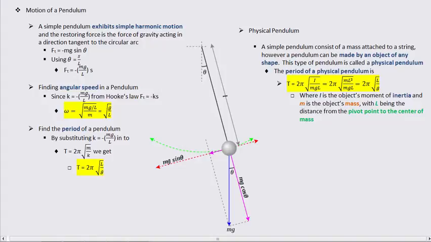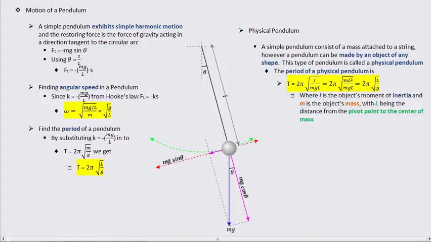And if we substitute it into our equation for our tangent force, we would get negative mg divided by our length multiplied by our arc length. Knowing this, we can find our angular speed of the pendulum. Since our pendulum obeys harmonic motion, we can use Hooke's law, which states that our tangent force is equal to our spring constant multiplied by our arc length, and we can substitute k with mg divided by our length.